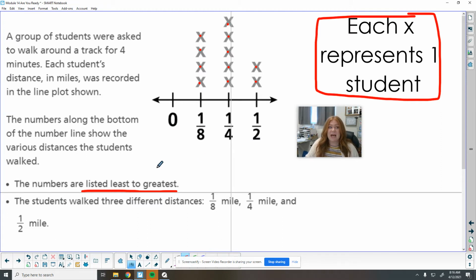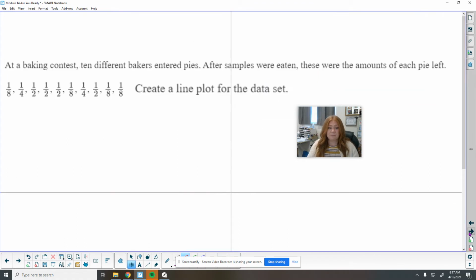We could ask, how much did all of the students walk together? I would add 1/8, 1/8, 1/8, 1/8, 1/4, 1/4, 1/4, 1/4, 1/4, 1/2, 1/2. I'd have to make common denominators, and we could put those all together. So this little chart full of X's can actually tell me a lot of information.